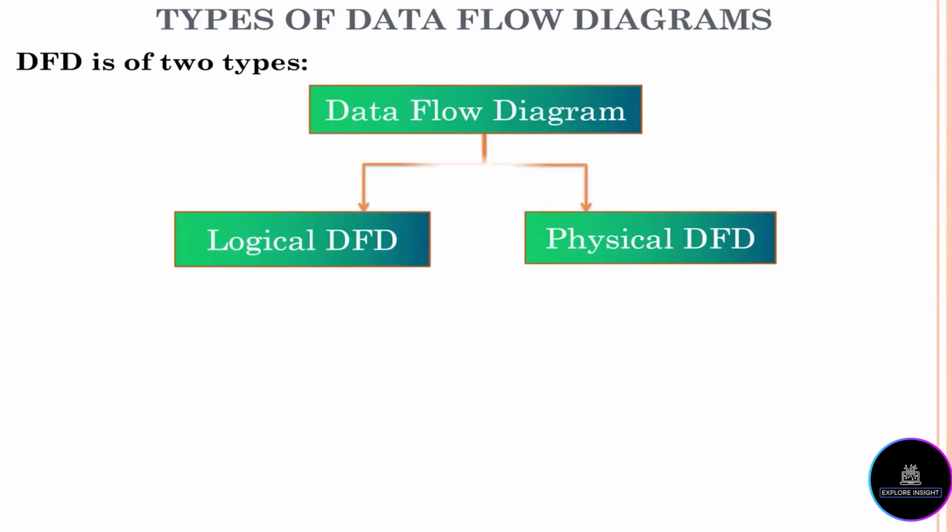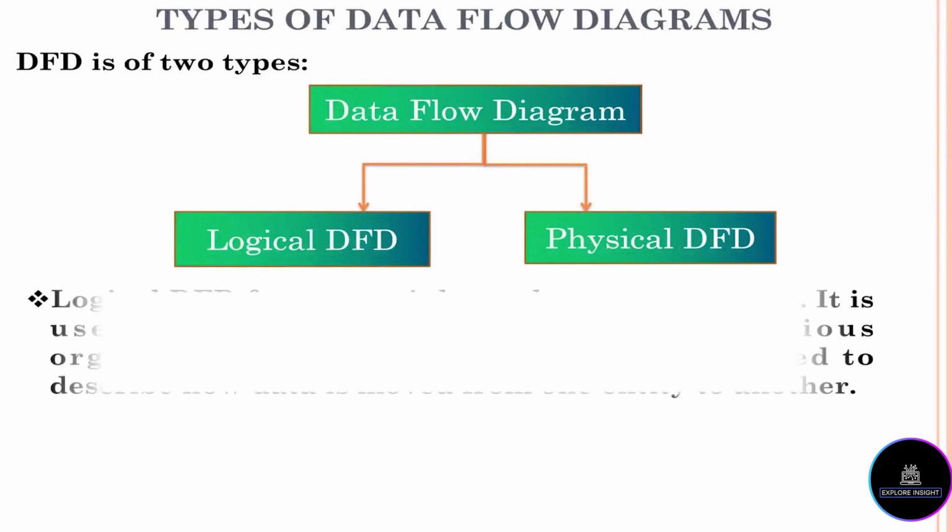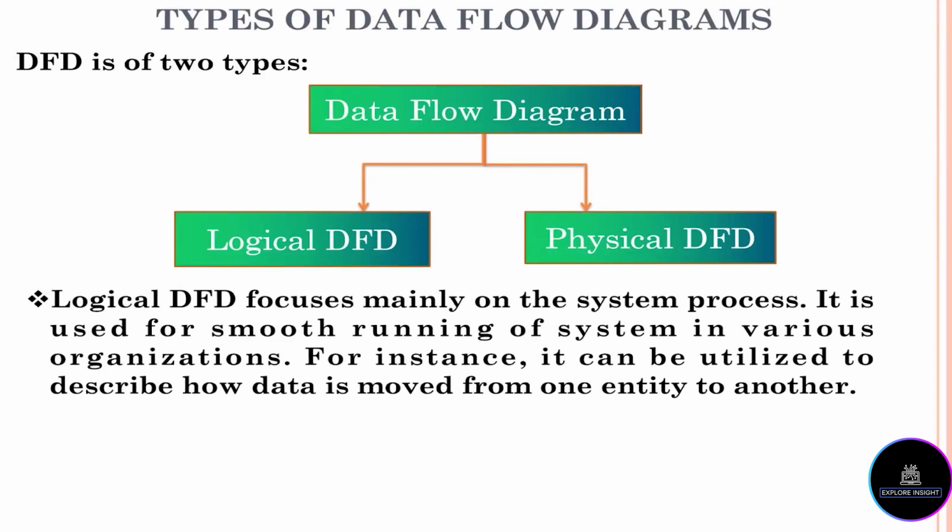Now, let me talk about the types of data flow diagrams. We majorly have two types, which are the logical data flow diagram and the physical data flow diagram. The logical data flow diagram is majorly focused on the system process. It can be called the business perspective. It is also used for smooth running of systems in various organizations. For instance, it can be utilized to describe how data is moved from one entity to another.